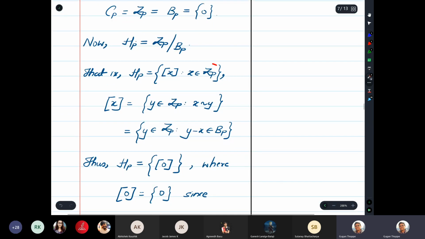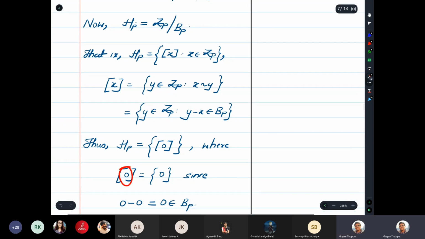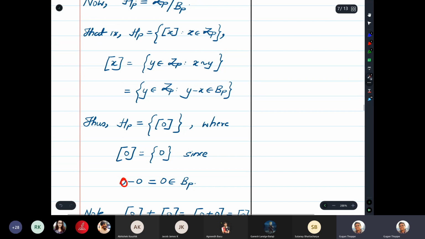So let's try to compute Hp in this scenario, that is, Cp equals Zp equals Bp equals 0. Since there is only one element in Zp, trivially Hp will only include the equivalence class of 0. So what is the equivalence class of 0? Well, it is the set of all elements that are equivalent to 0. My claim is that the set of elements equivalent to 0 is only 0. And why is that? Because 0 is equivalent to 0, since 0 minus 0, which is 0, lies in Bp.